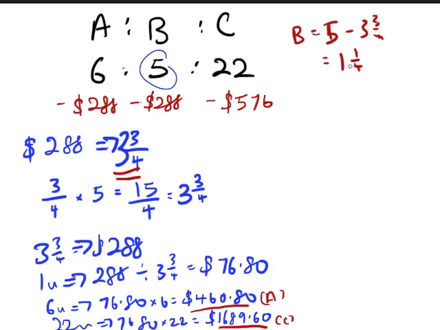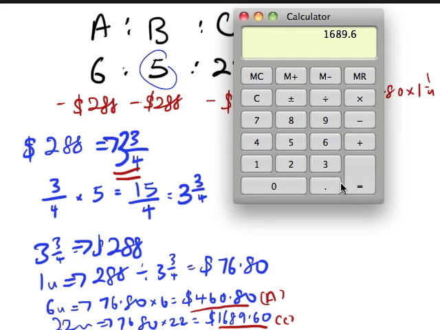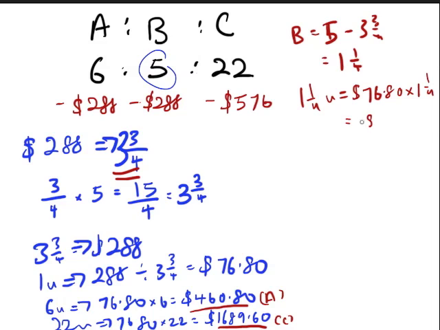And how much money is that? 1 and 1/4 units equals 76.80 times 1 and 1/4. 1 and 1/4 is 1.25, which equals $96. Very nice number. So he had $96 left.